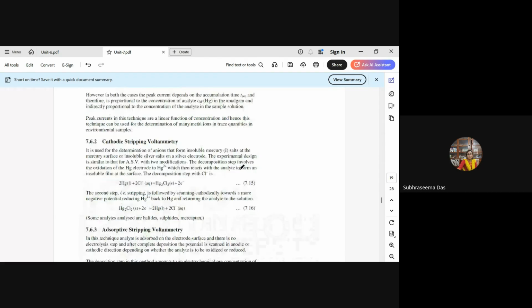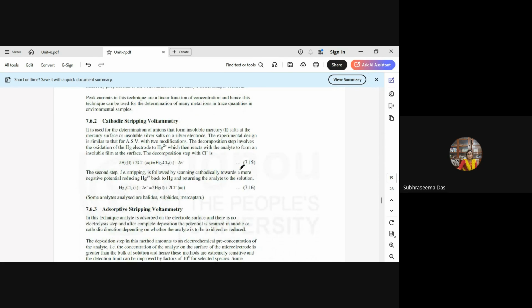So then coming to cathodic stripping voltammetry. Here it is used for the determination of anions that form insoluble mercury salts at the mercury surface, or insoluble silver salts on a silver electrode. The experimental design is similar to that of anodic stripping voltammetry, but with two modifications.